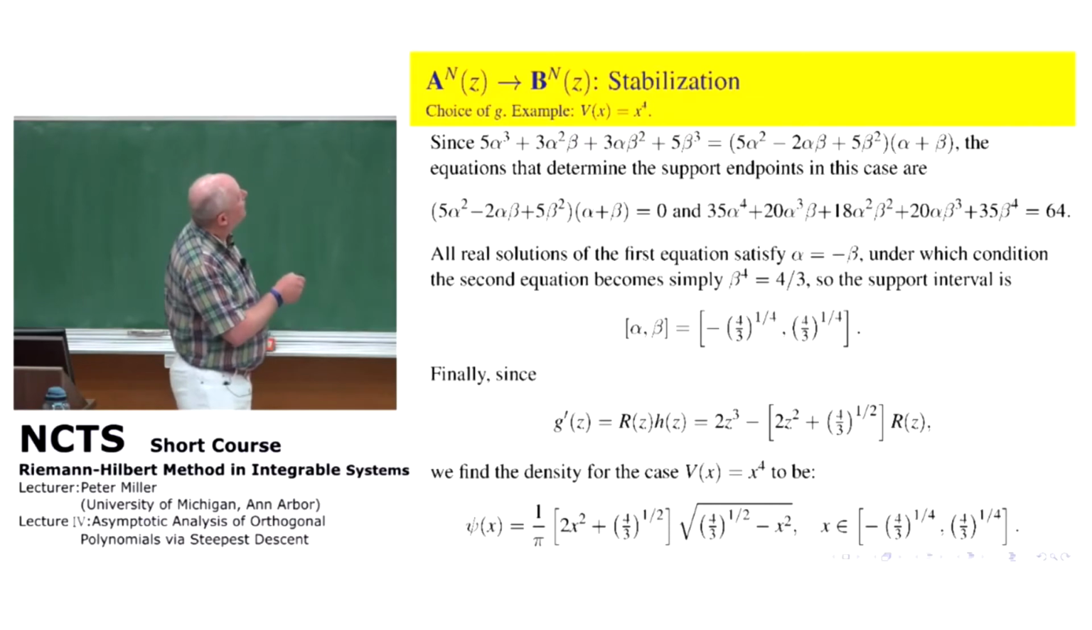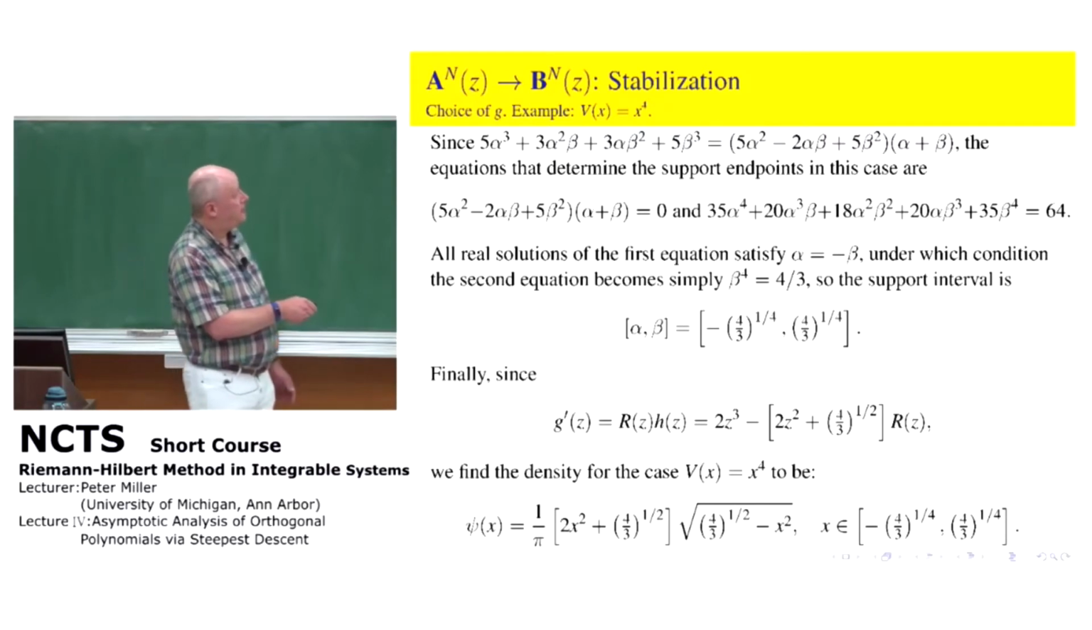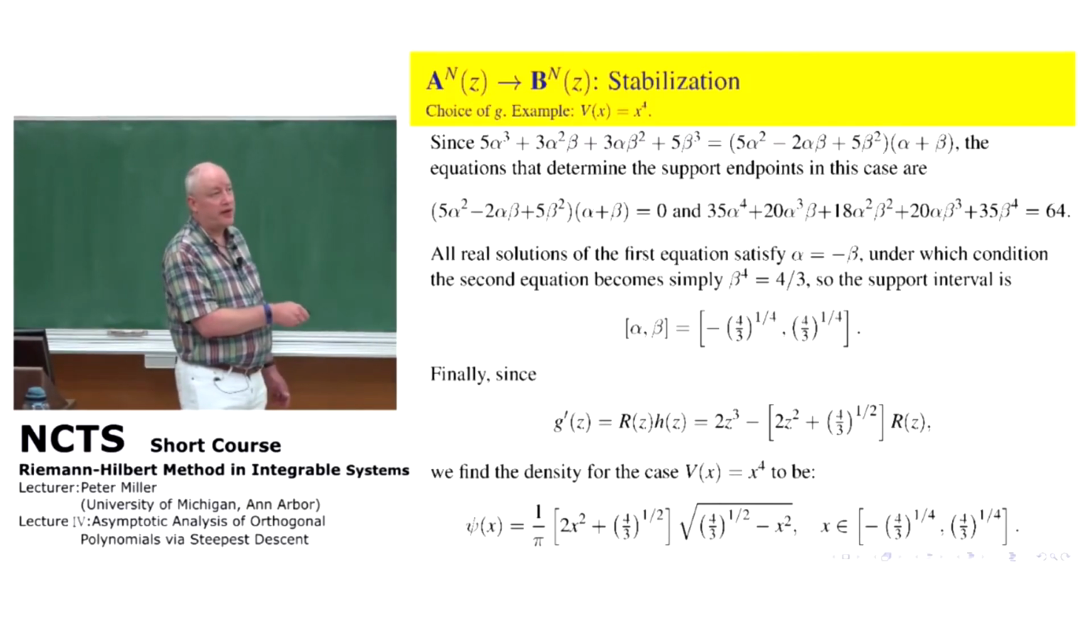All right, so now this quantity that has to vanish actually factors. There's an alpha plus beta factor and something else. And it turns out that this one has no real roots. So alpha and beta are real numbers. That means alpha must be minus beta over here. And consequently, I take alpha and beta opposites, I put them into this equation, and beta to the 4, beta being a positive number, beta to the 4 is 4/3. So that tells me exactly what the support interval is in this case.